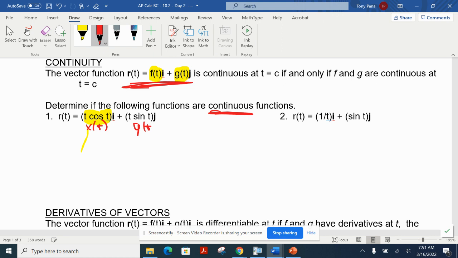This would be my y of t, my y position at any time. Similarly, there are no restrictions in our domain for this, so this should be a continuous function. So we're right now just putting a yes for this. Whereas if we go to this next one, if we look at our x position, determine if the functions are continuous functions, this x of t has a problem at the time of 0. Sine of t is fine, so the y coordinate isn't going to have any issue, but we would say no at the time of 0.